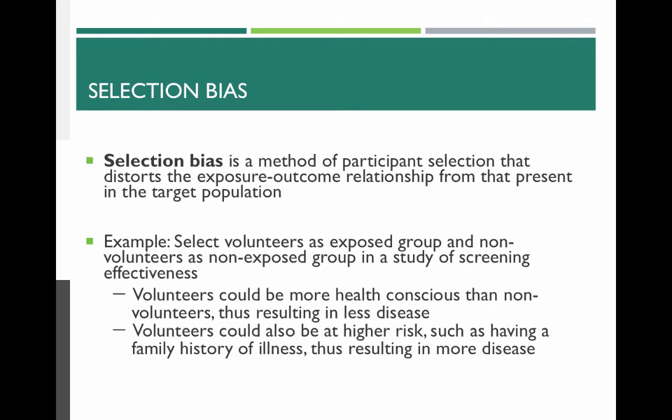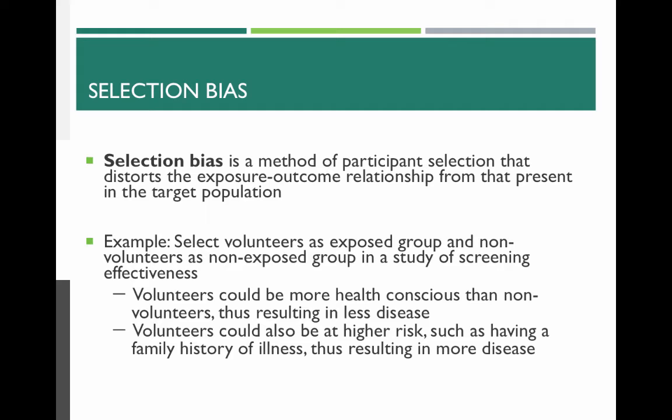Okay, so let's talk about the first kind of bias for a few minutes. Selection bias, I mentioned, was a type of bias that comes about in the way that we select patients for our study. And this biased selection process distorts the exposure-outcome relationship. So an example of this is that we may select volunteers as an exposed group and non-volunteers as a non-exposed group in a study if we're trying to measure the effectiveness of a screening program.